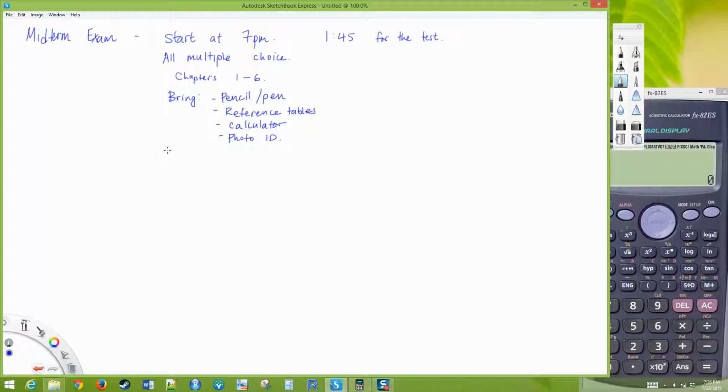And I will provide Scantrons, so you don't have to worry about that. I will provide the bubble forms. Scantron is a brand name, so they're not officially Scantron, but I'll provide those.